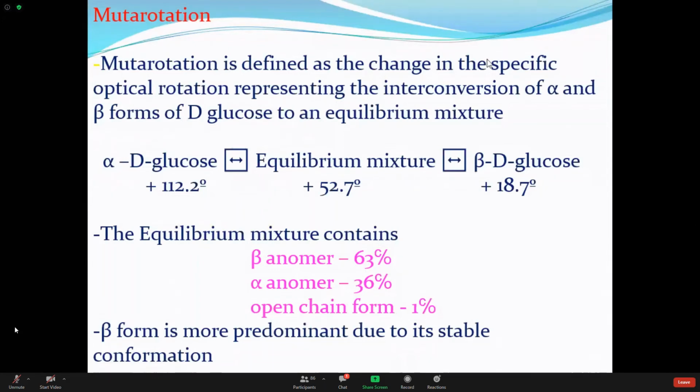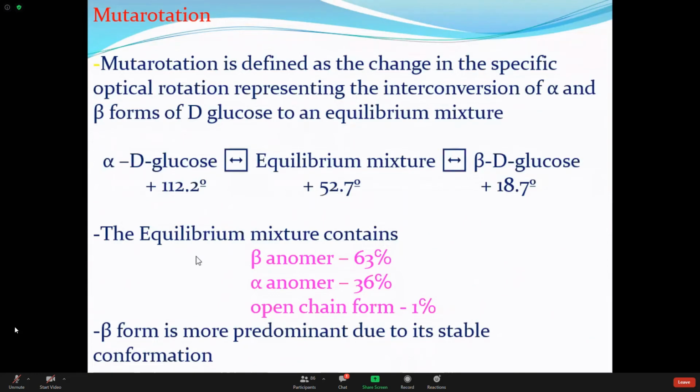So it is the changing of the specific optical rotation representing the interconversion of the alpha and beta forms of D-glucose to an equilibrium mixture. The pure alpha variety has a rotation of 112.2, the pure beta variety has a rotation of 18.7. Now when you mix them, they try to come to an equilibrium position. Somebody loses rotation, somebody gains rotation, and in the equilibrium mixture it will be 52.7. So the whole phenomenon is called mutarotation.